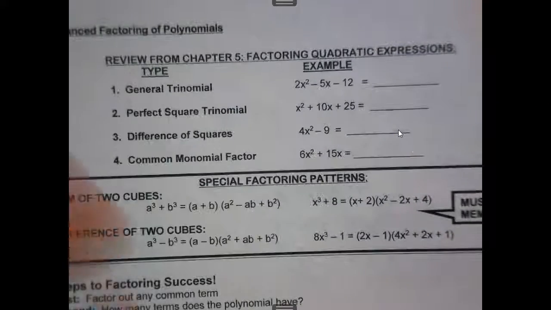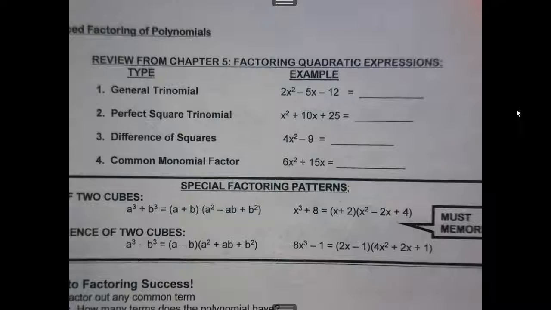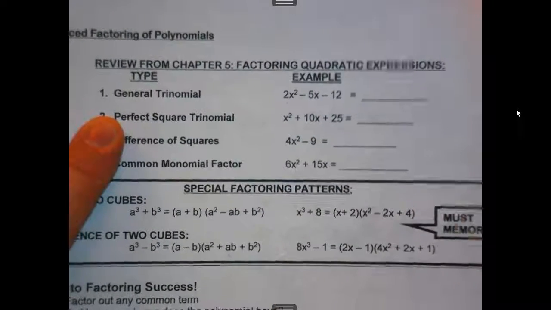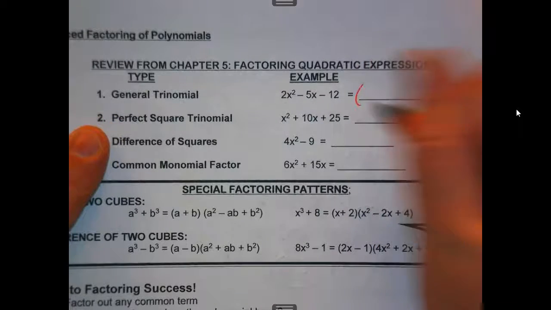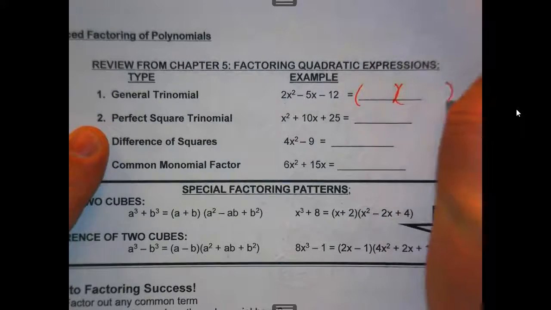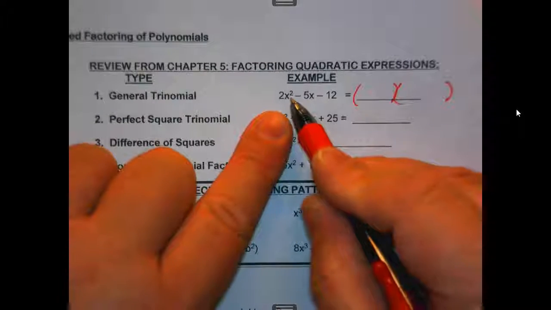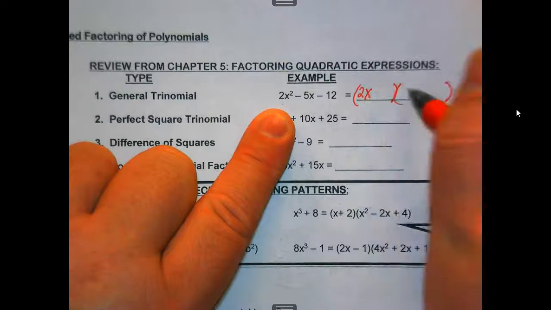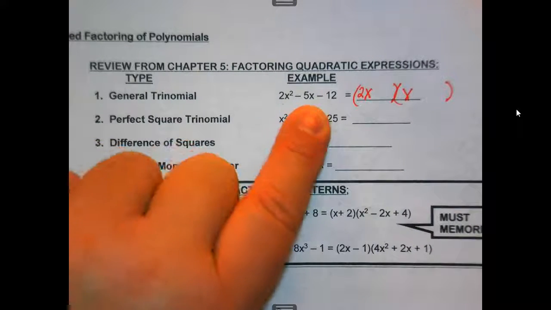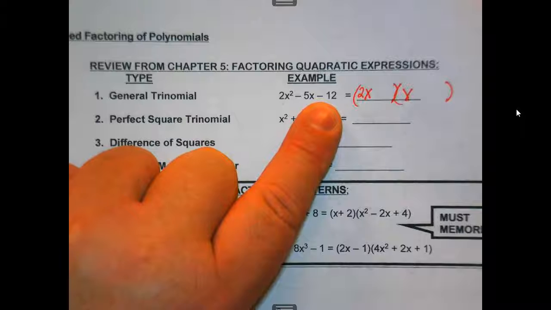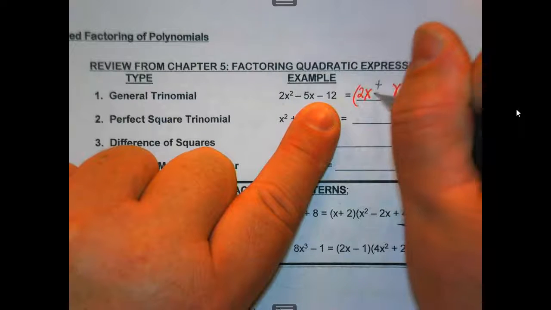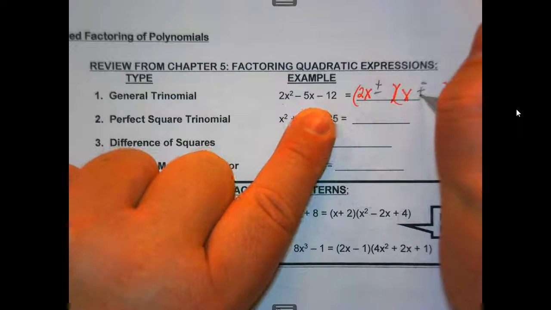Okay, review from first semester factoring. I have a general trinomial. Factor that. I put my parentheses there. The only way to get 2x squared is to take 2x times x. The only way to get a multiple and a negative sign is that one of them is positive and the other's negative, or this one can be negative and this one can be positive.